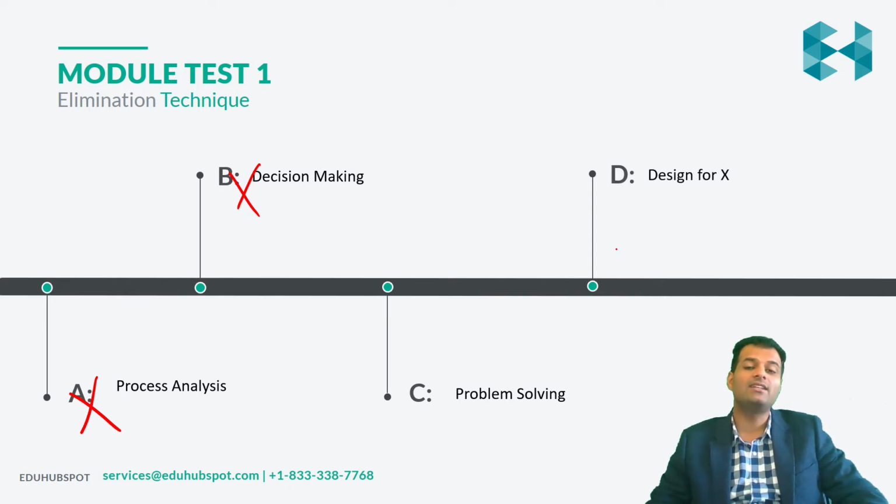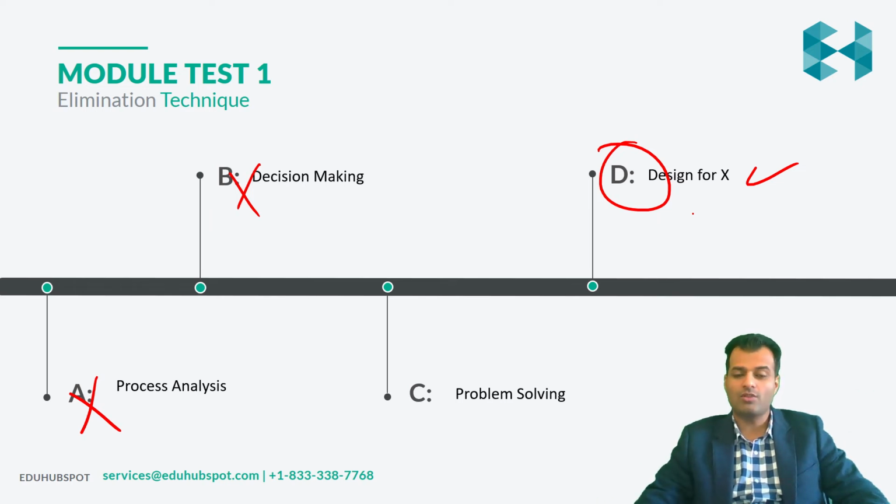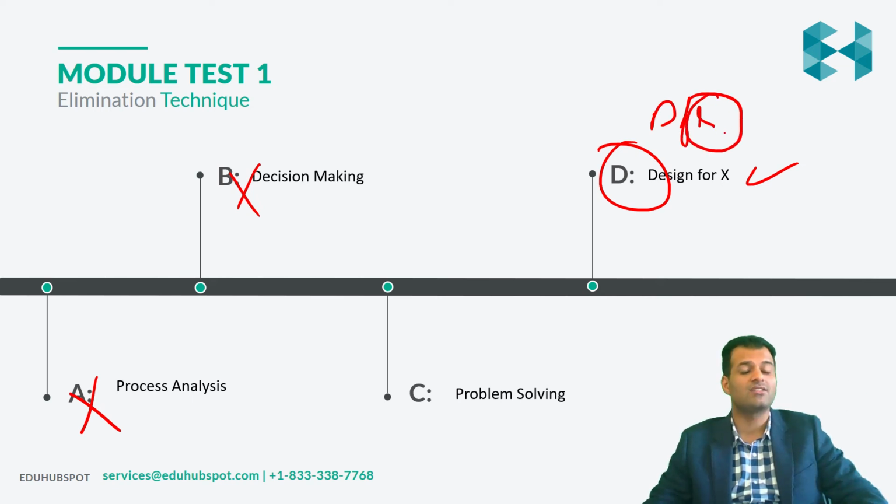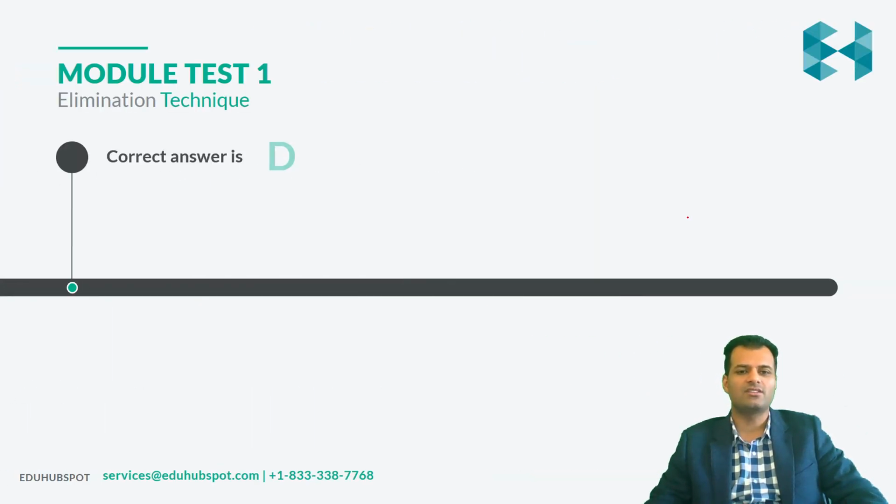By designing, or working on, a specific functionality, which is actually design for X, where you talk about only one functionality. For example, if I'm talking about design for reliability, then instead of design for X, it will become DFR, where I'm working on this specific functionality, which is reliability in that case. So your correct answer should be D, which is design for X.